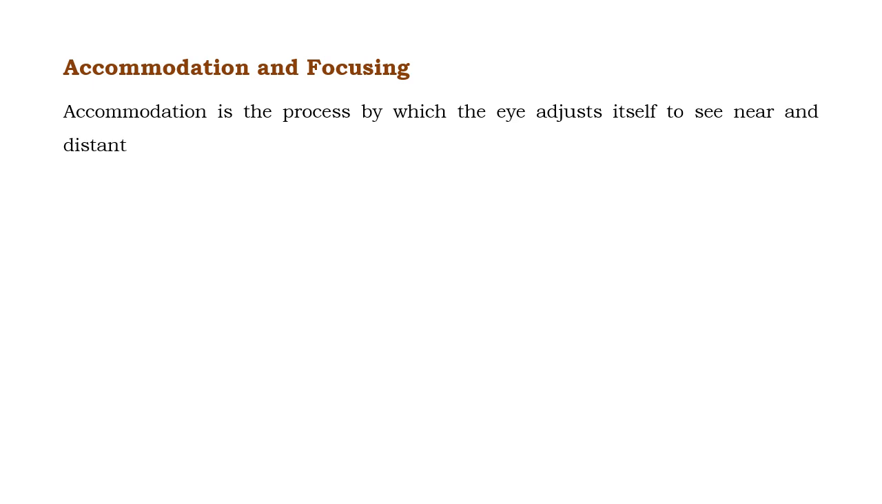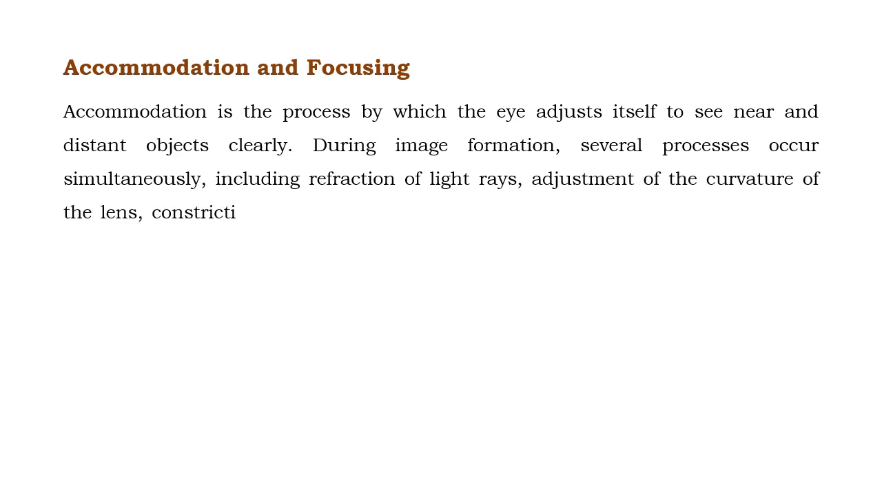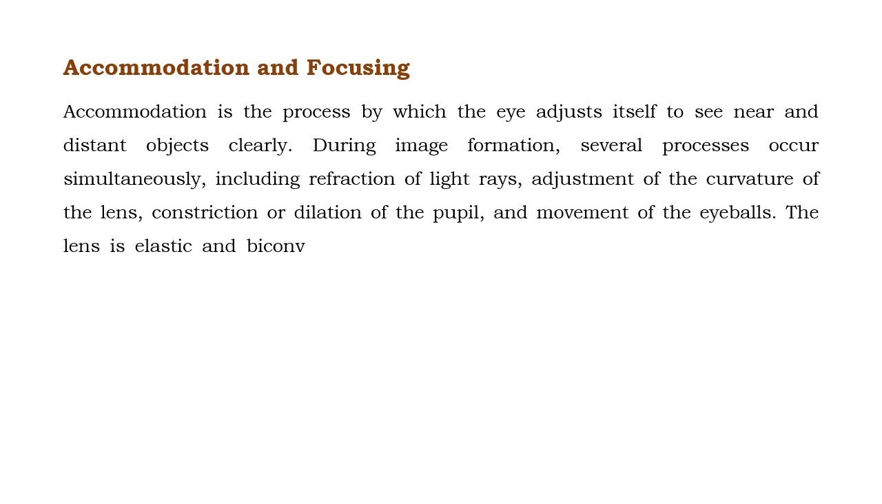Accommodation and focusing. Accommodation is the process by which the eye adjusts itself to see near and distant objects clearly. During image formation, several processes occur simultaneously, including refraction of light rays, adjustment of the curvature of the lens, constriction or dilation of the pupil, and movement of the eyeballs. The lens is elastic and biconvex, and its shape changes with the help of the ciliary muscles.